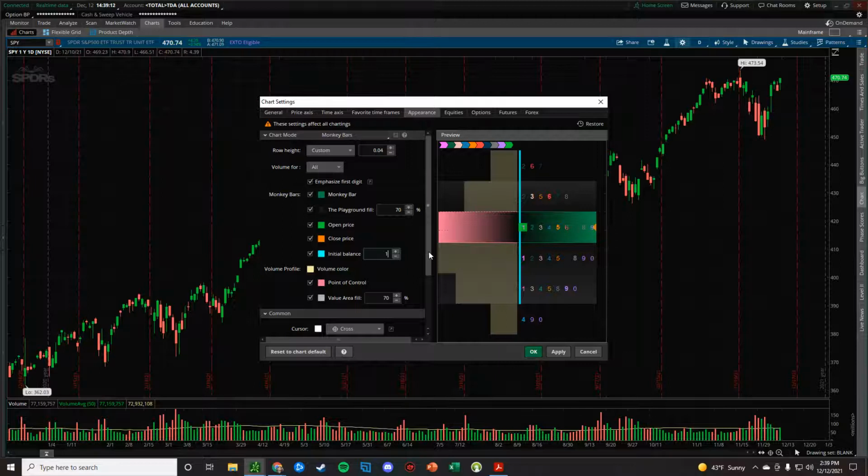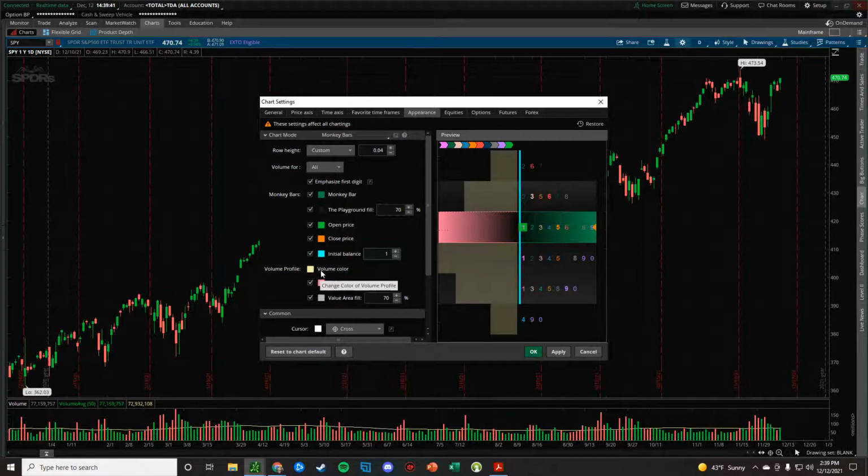and I'm going to set my initial balance to 1. Our initial balance is a line that is going to point out to you where the first market block traded. It'll show you its high, its low, and everything in between. If we were to set that to 2 or 3, that means our initial balance would show us what the first 2 or 3 market blocks traded to at their high and their low, and everything in between.